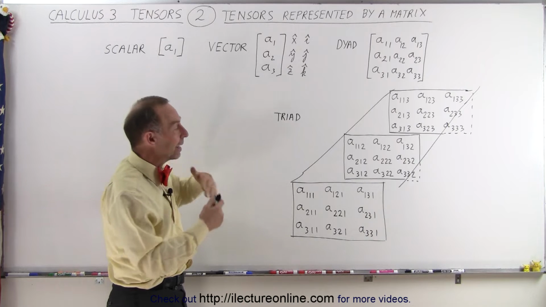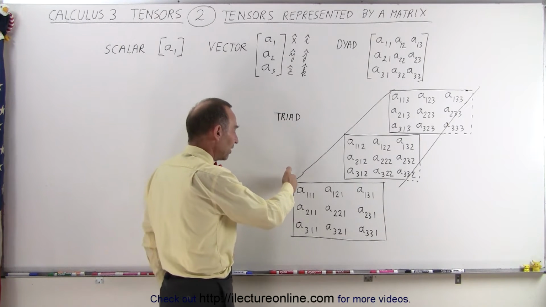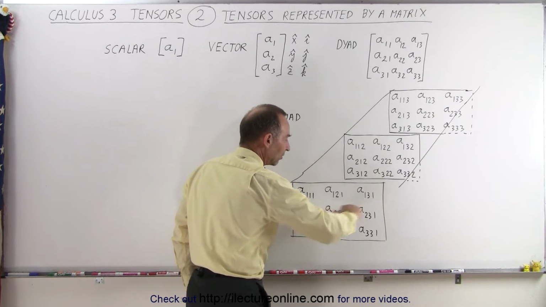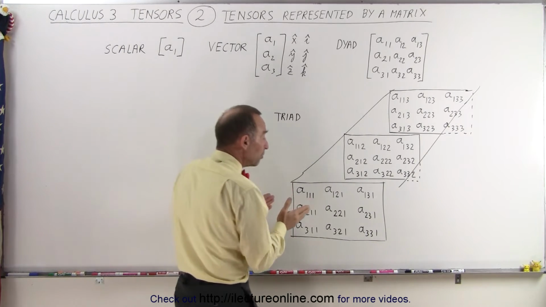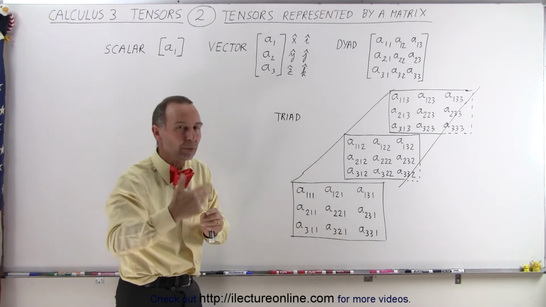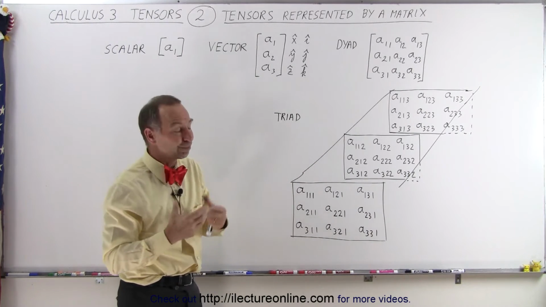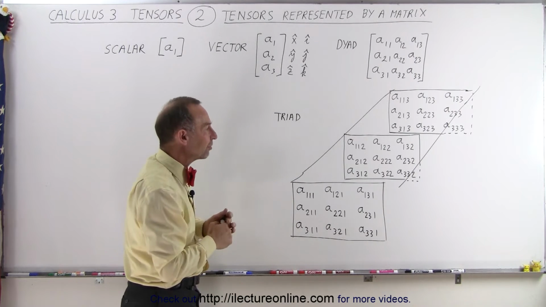A triad has 27 components. So here we have the direction x, y, and z, which then has three components, x, y, and z, at each of the three directions, and each one of those then has a component in the x, y, and z direction, so to speak. So we have multiple directions for the x, y, and z initial direction. That makes it kind of complicated, but at least we'll show you some examples how to do that.